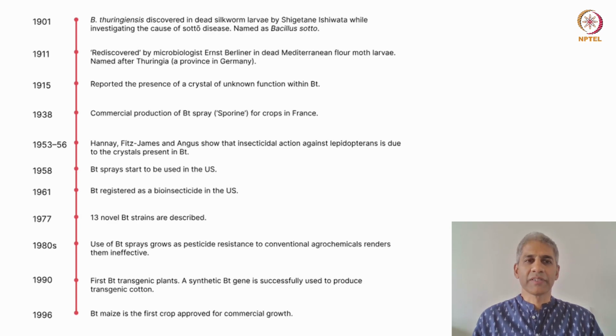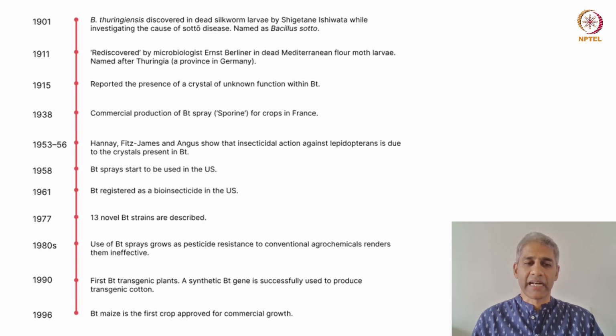And so here is a timeline for the use of BT in agriculture. It has a very long history. After its initial discovery in 1901 and then again being rediscovered in 1911, in 1915 was the first time people reported the presence of these crystals within BT. And in the 1950s, these three scientists showed that the insecticide action of BT against lepidopterans, moths in particular, was due to the presence of these crystals. And so after that, they started to be used as sprays and bioinsecticides in agriculture.